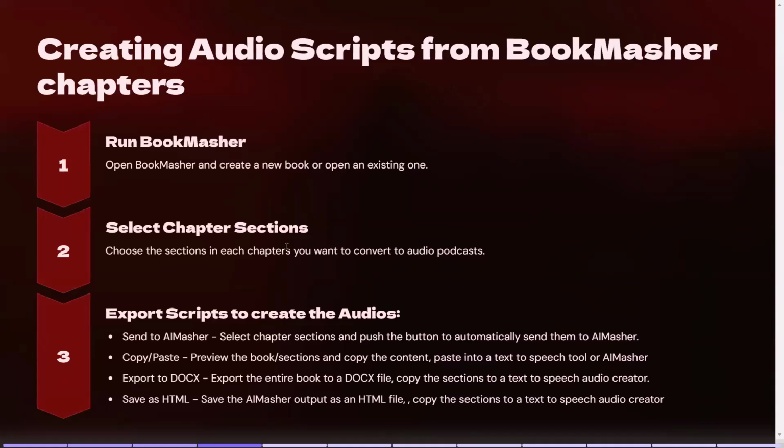So you choose your sections, and then you can export it. The easiest way is there's a button on there that sends it to AIMasher. If you have AIMasher, you just click the button, and it will send all the articles that you checked into AIMasher, where you can do automated voiceovers. The other is preview the book. Just copy the sections, and I'm going to show you how to do that. I even have a special prompt that I have been using on chat to turn it into like a first-person podcast.